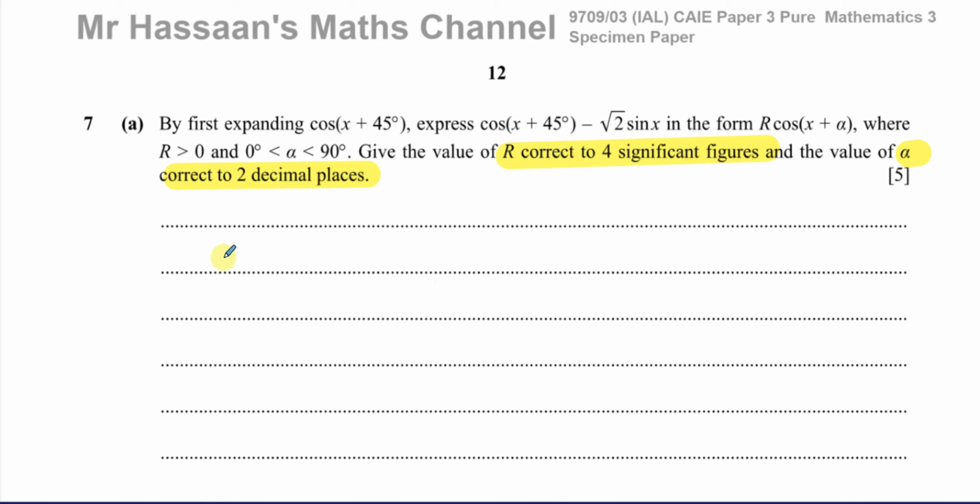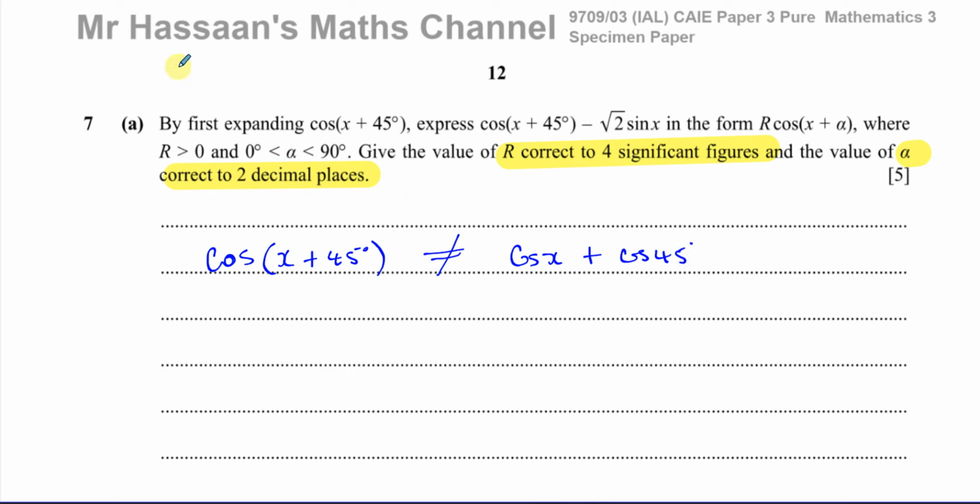Now, expanding cosine of x plus 45 degrees. This is something which a lot of students, when they first start this particular topic, do some very strange things, maybe because of a lack of understanding. A lot of people will do something like this, and this is actually not correct. They will write cosine x plus cosine 45, and this is completely wrong. This is incorrect. This is not the correct way of expanding something like this.